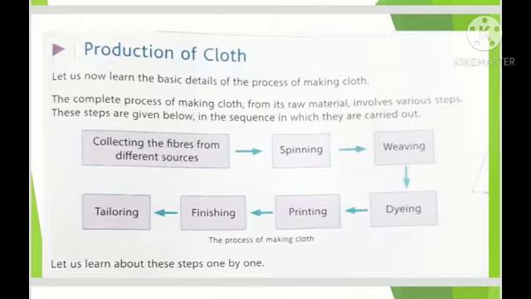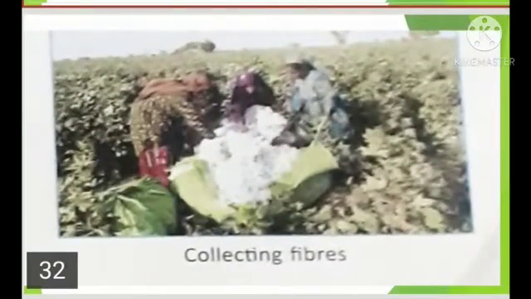Various steps involved in the production of cloth are given here. First one is collecting the fiber from different sources. Second, spinning. Third one is weaving. Fourth one, dyeing. Fifth one, printing. Sixth one, finishing. And the last one is tailoring. Now let's learn about these steps one by one in detail. I'm going to show you a picture.